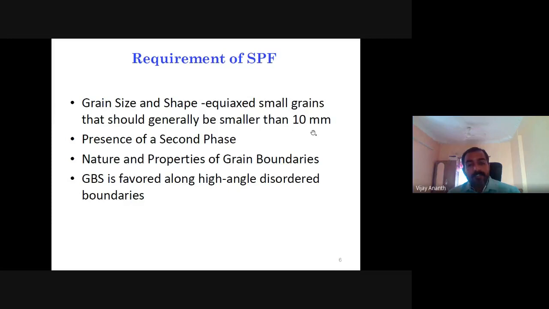Then the presence of second phase particles. What is a second phase particle? Suppose in alloy elements, we have a second phase, right? For aluminum, we have more series, 2000, 3000, 5000, 6000, up to the 7000 series also. For example, in the 6000 series, we are adding magnesium and silicon, in very small percentages, less than 3%.